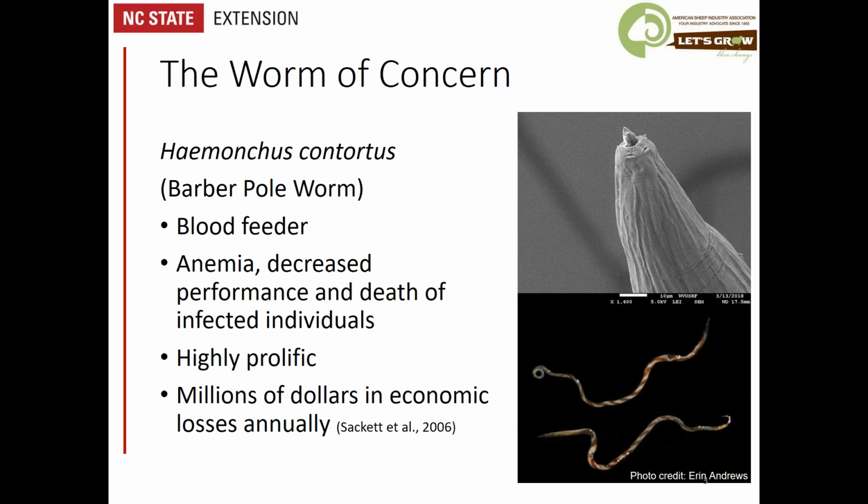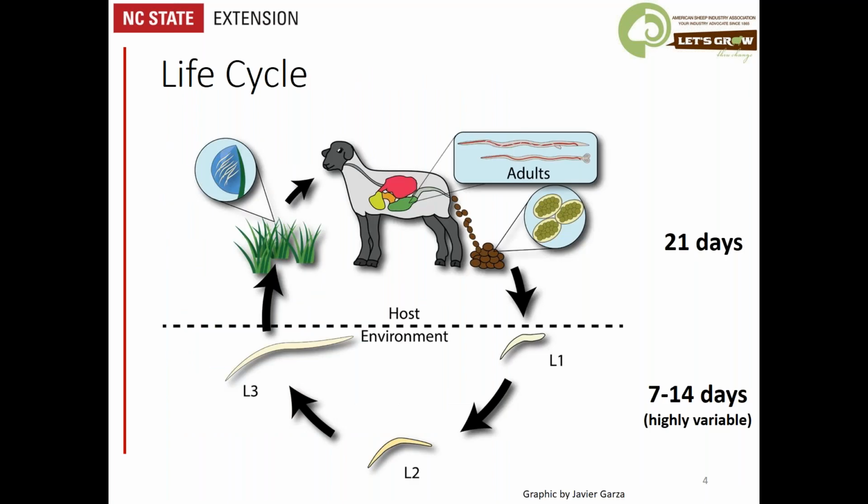Due to the impacts that this worm has on our sheep populations, it does result in millions of dollars in economic losses annually. So anything that we can do to better manage this parasite and minimize the infection level in our animals is going to improve their performance, their fitness and survivability, and improve our bottom line as well. When we think about managing the parasite, we have to first understand the life cycle. The life cycle is very important to this, and by understanding the life cycle, we can apply a lot of different management strategies to help mitigate the opportunities for animals to get infected.